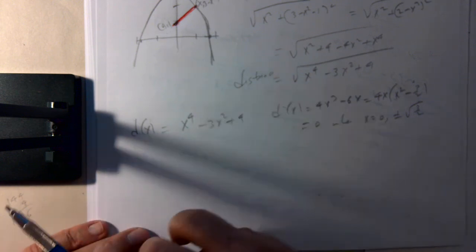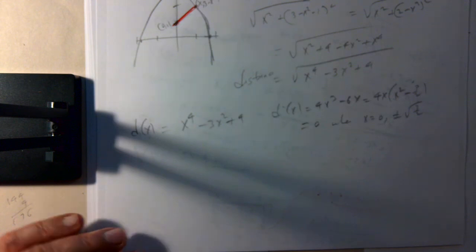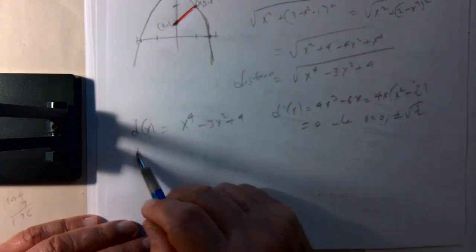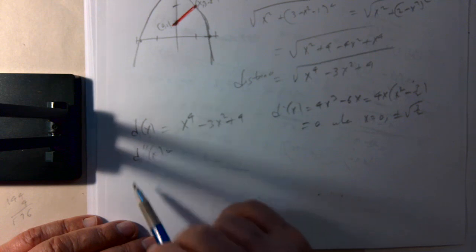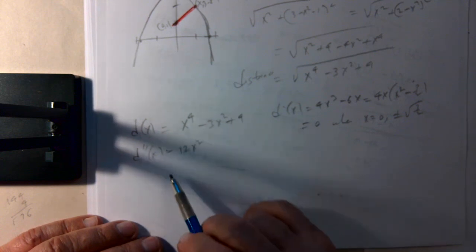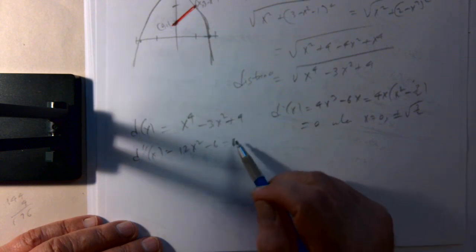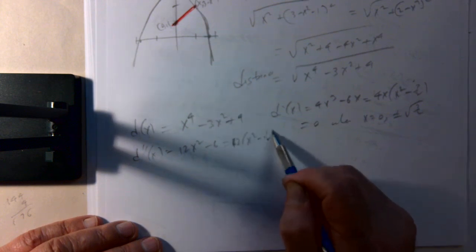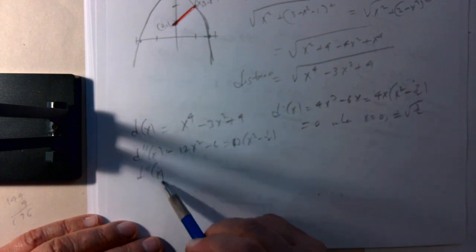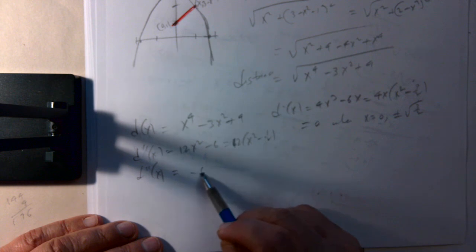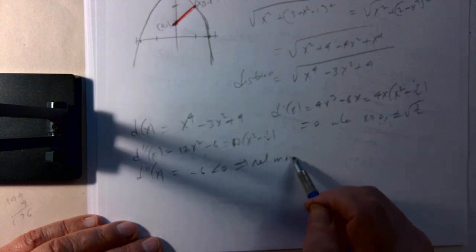Now, when x equals 0, you have this distance from here to here. That's actually going to turn out to be a relative maximum. If we want to double check, if we take the second derivative, that's going to be equal to 12x squared minus 6. That's 12 times x squared minus 1/2. When x is 0, you get minus 6, which is negative, which means a relative maximum.